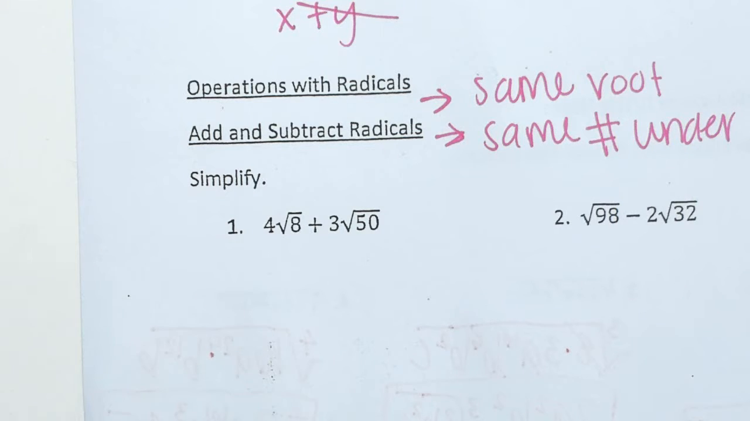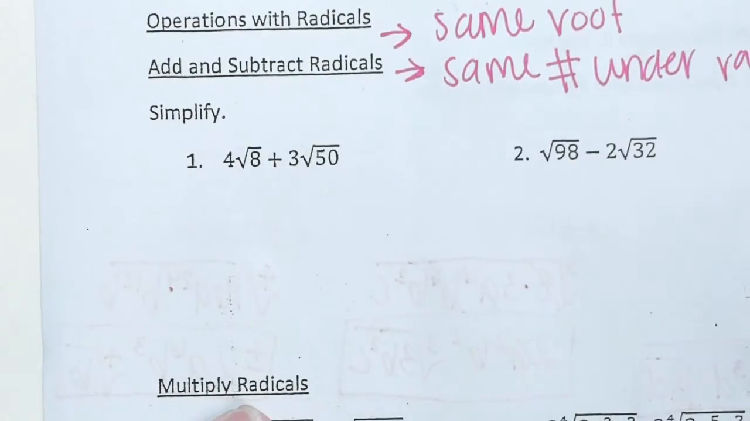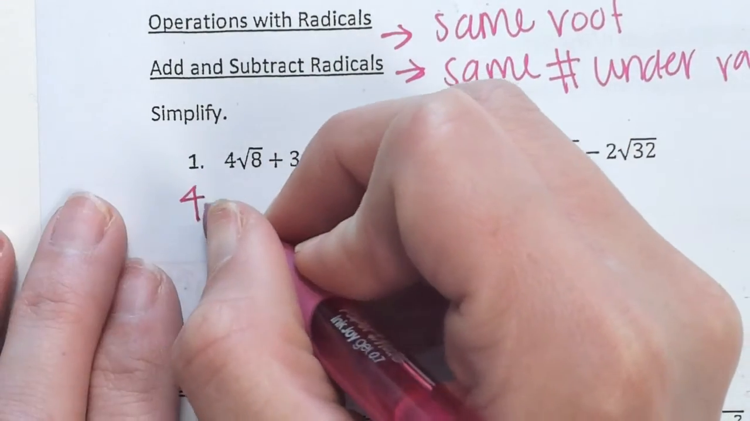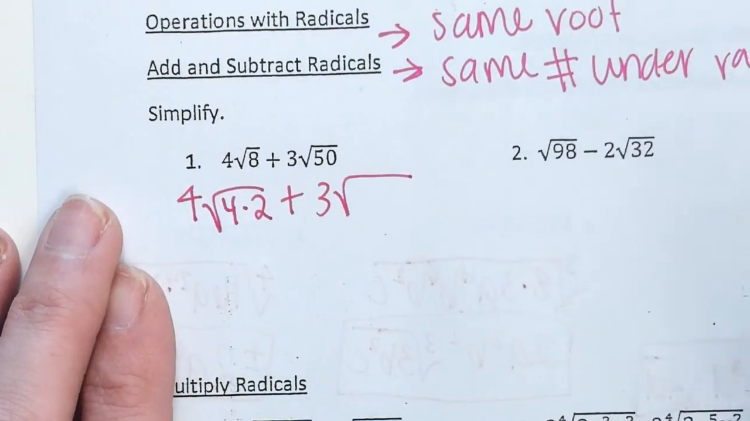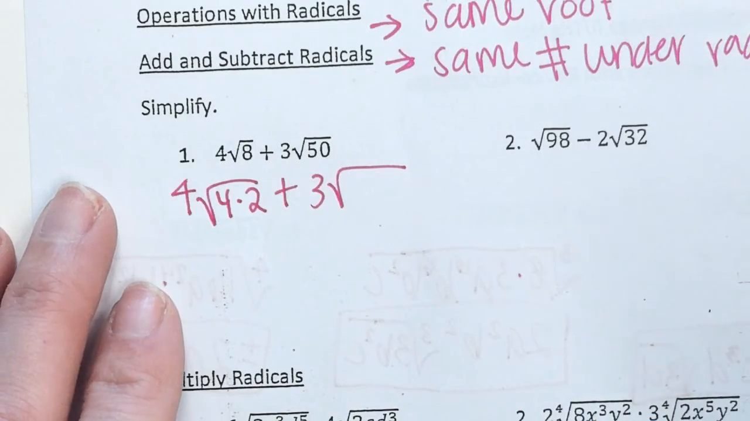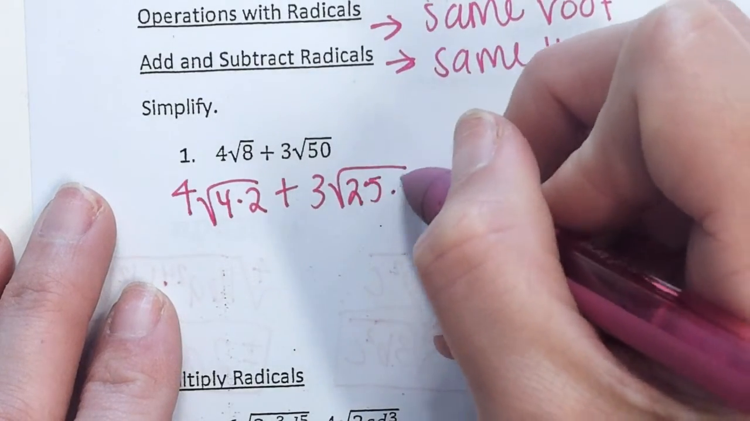Anybody? What did we just get done doing? Breaking it up. Good, Ashton. So what can we break the 8 up into? Very good, because 4 is a perfect square. Any perfect squares that go into 50? 25 and 2, very good.